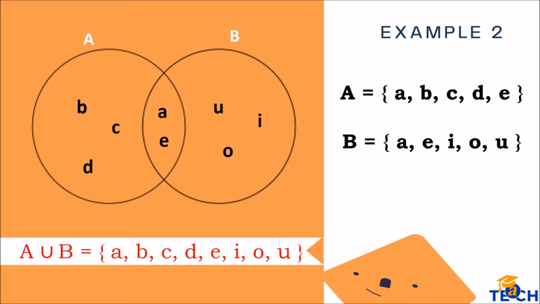For our second example, we have set A, which is composed of letters A, B, C, D, and E, while set B is composed of vowels A, E, I, O, and U. Same thing, we will use a Venn diagram to see the distribution of letters and see which letters are present in both sets. And here we can comprehend that A union B is equal to A, B, C, D, E, I, O, U. We just combine all the elements within set A and set B.